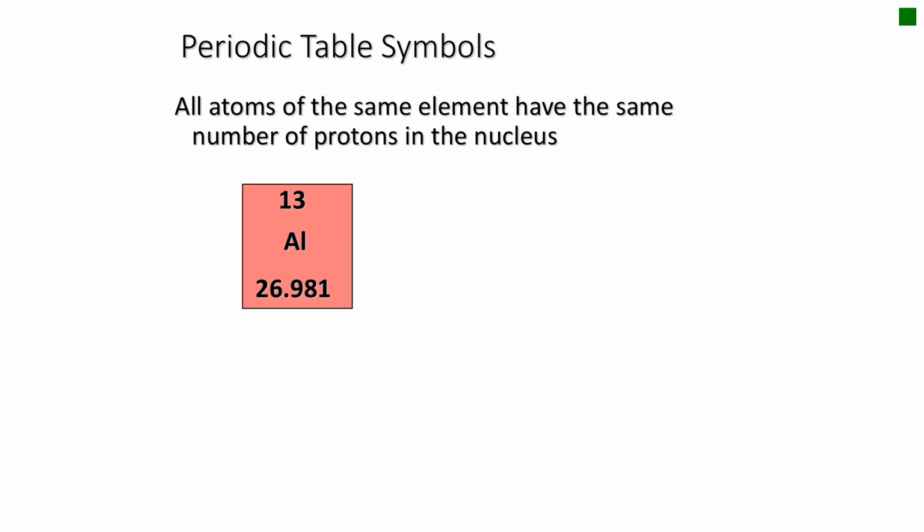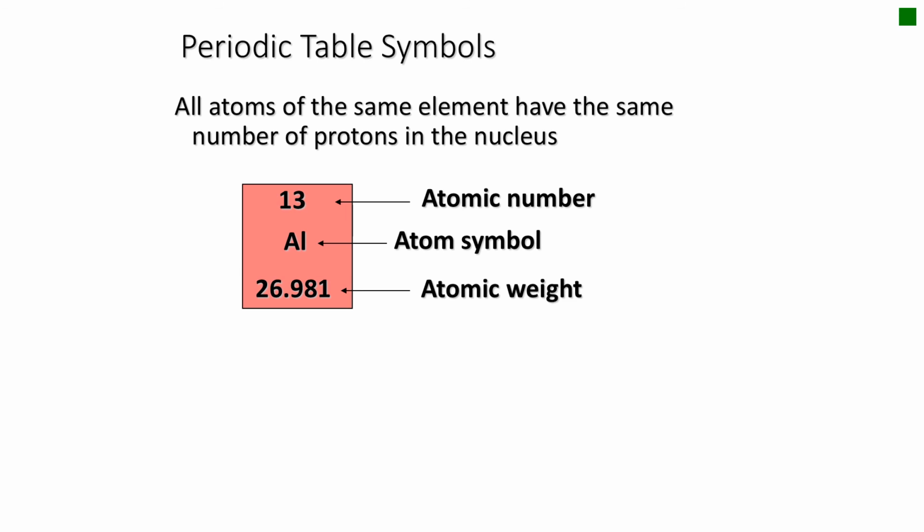If you look on your periodic table, you'll see in the square the atom symbol, usually in the center, though every periodic table is a little bit different, so you may have to adjust this. You'll also see the atomic number, typically at the top, though not always, and then the atomic weight. These are often reversed. It depends on the periodic table you buy or get from the internet.